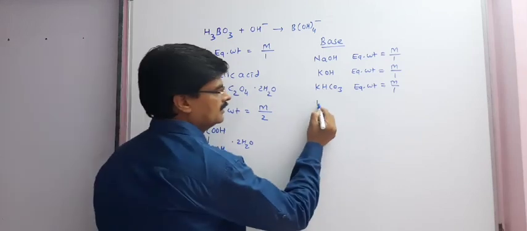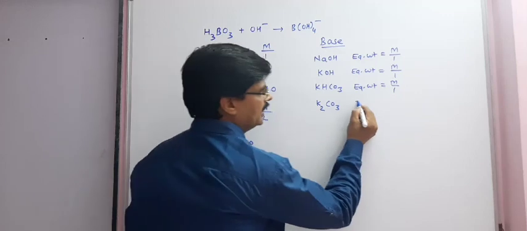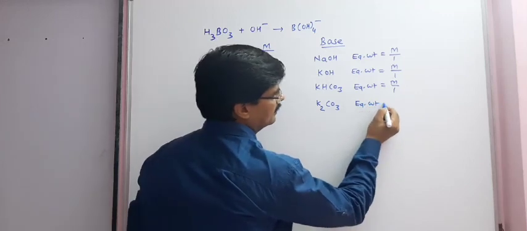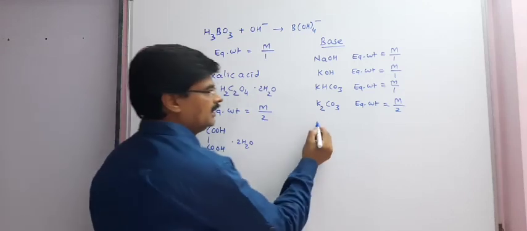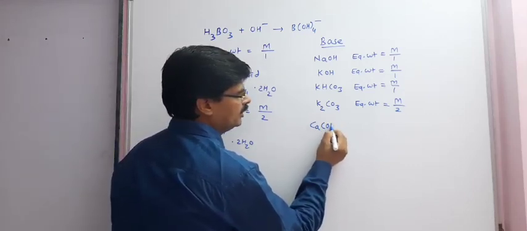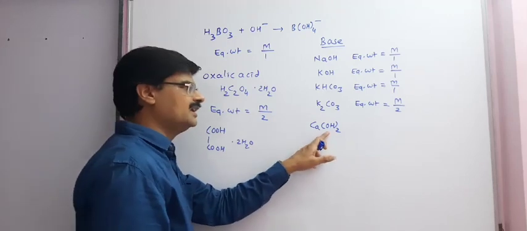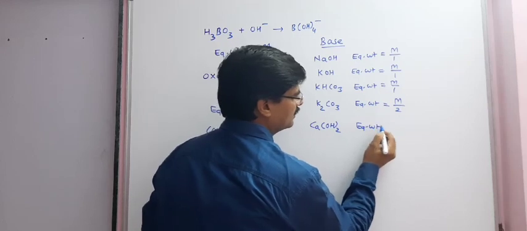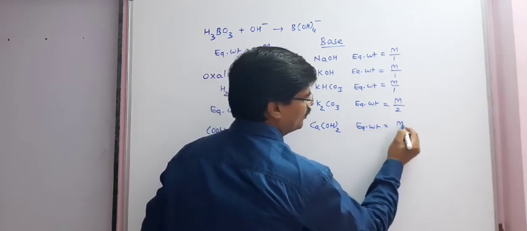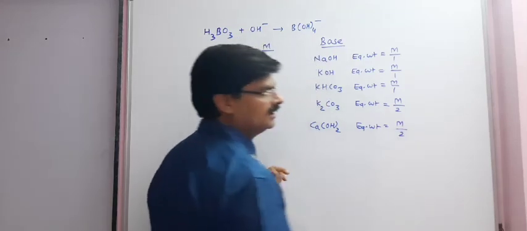But if it is K2CO3, potassium carbonate, then equivalent weight is equal to molar mass divided by 2. Calcium hydroxide, Ca(OH)2. As we can see, the number of OH present in calcium hydroxide is 2. So equivalent weight is equal to molar mass of calcium hydroxide divided by 2.